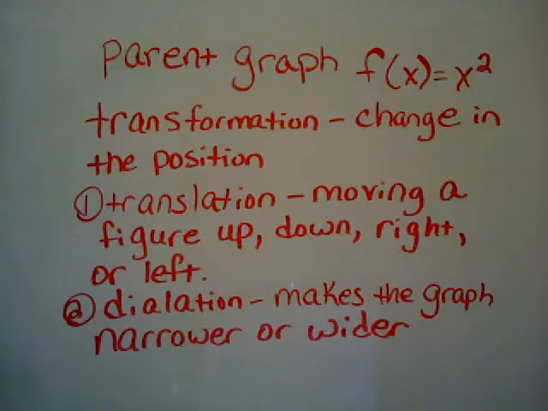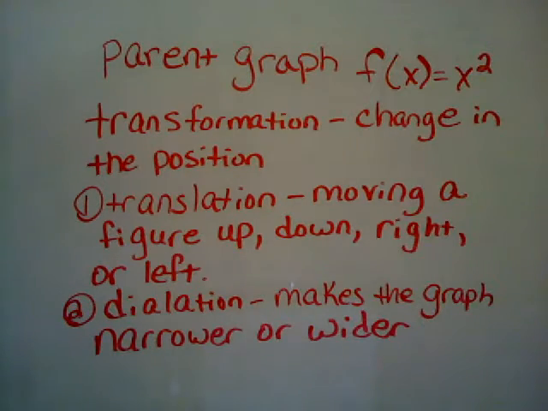Before we begin this lesson today, we need to go over a few definitions, and if you'd like, you could write these down in your math notebook. We need to talk about a parent graph. A parent graph is f of x equals x squared. There's nothing added. It only has an a, it does not have a b, and it does not have a c. Remember, our standard form is ax squared plus bx plus c.